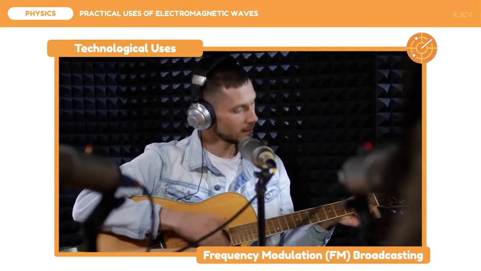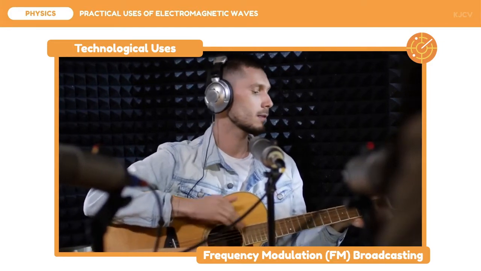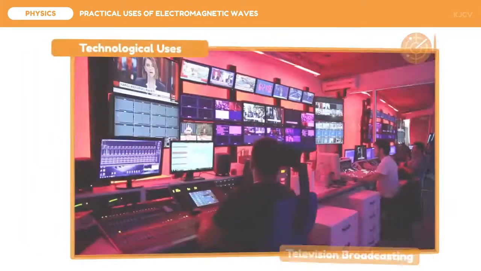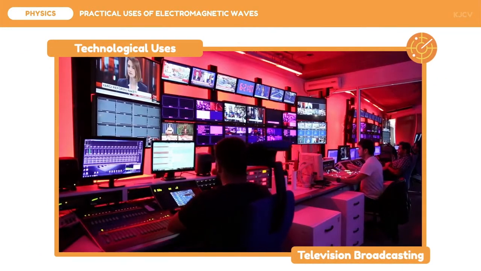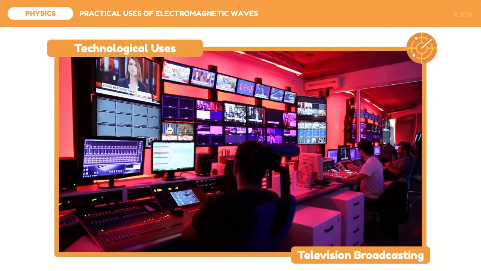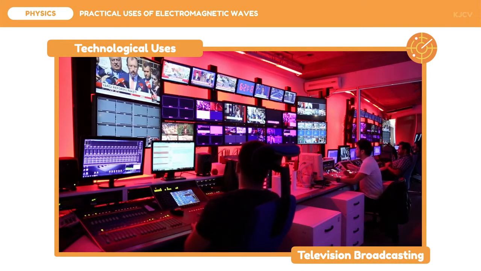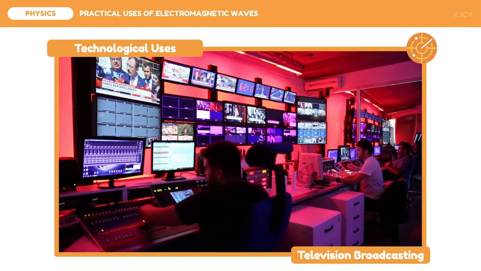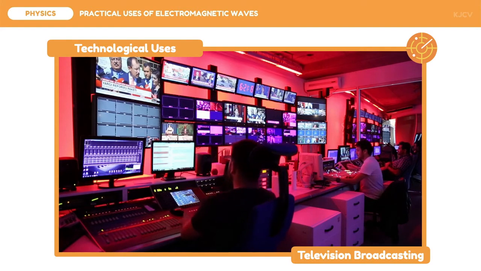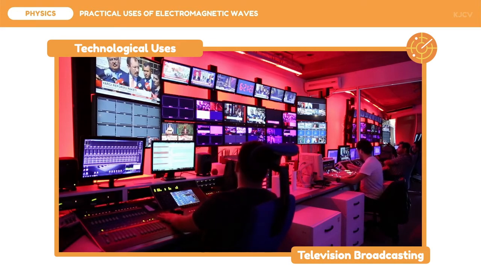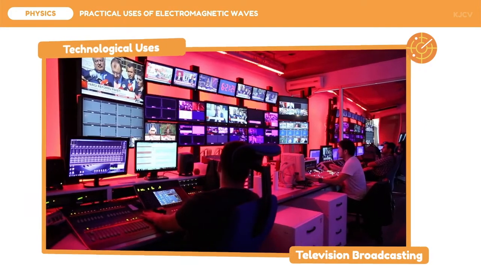Similar to radio broadcasting, television broadcasting is also a practical use of electromagnetic waves. Television broadcasting also uses radio waves since it involves long-range communication. Radio waves allow us to watch our favorite television series, movies, and be updated with the current happenings around the world. And speaking of world, electromagnetic waves are not only limited to the interactions of everything on Earth. Electromagnetic waves are also present in space.